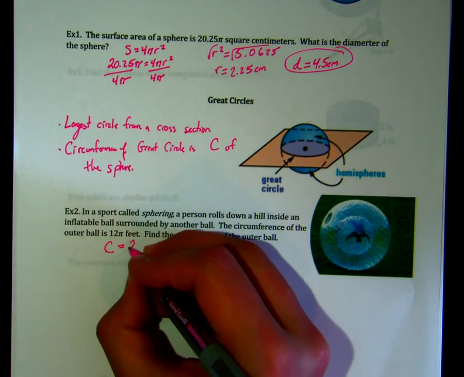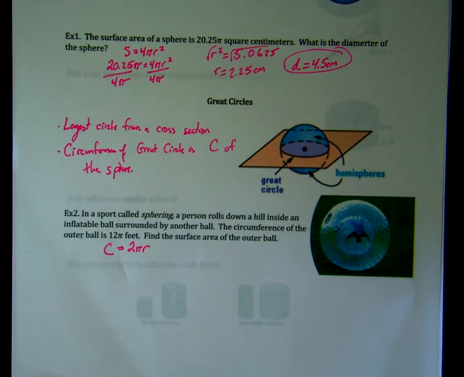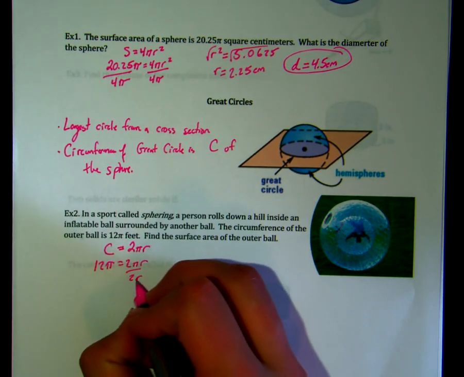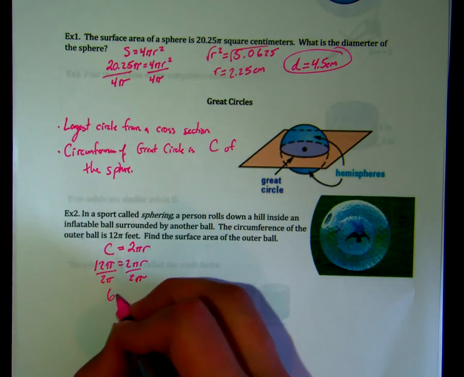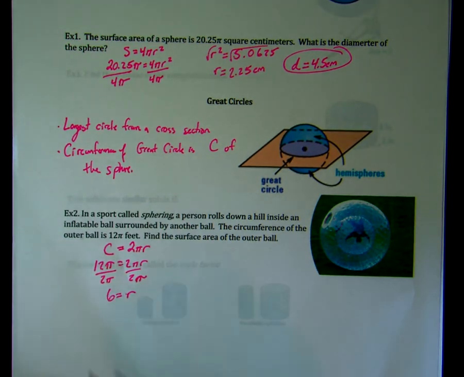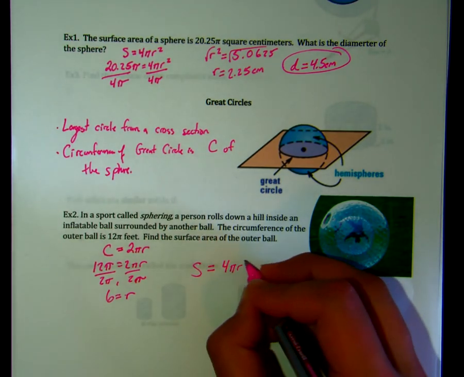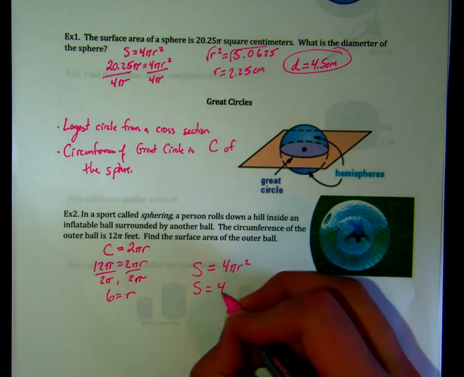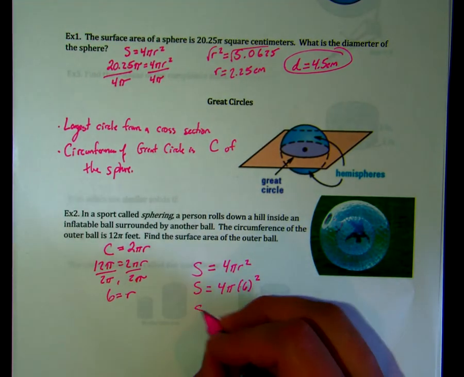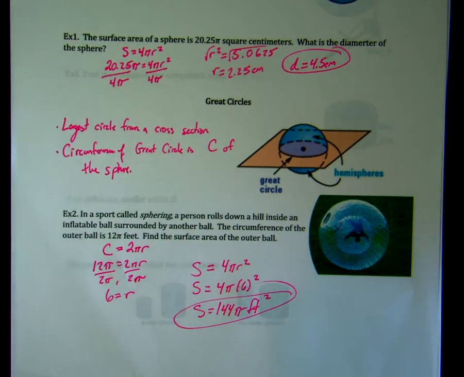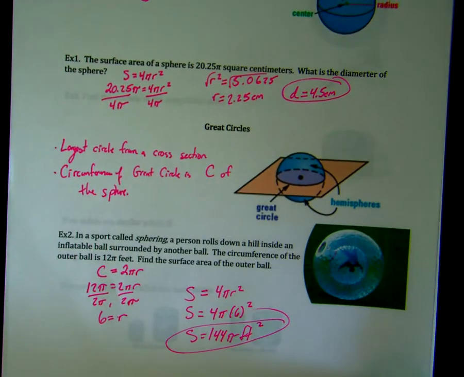Circumference is 2 pi r. So if they tell me the circumference is 12 pi, then I can find out that my radius is 6 feet. So if I want to know the surface area of the outer ball, surface area is 4 pi r squared, so the surface area is 4 pi times 6 squared. It's going to be 144 pi square feet, which is actually pretty big. All right. So that's surface area of a sphere.